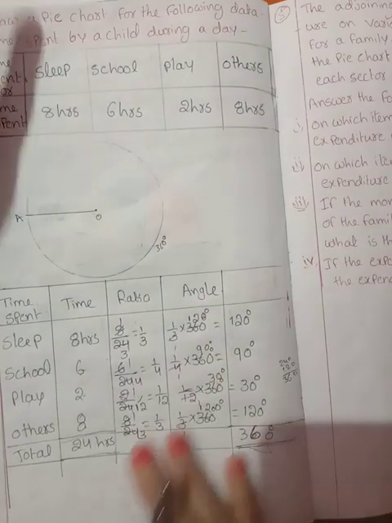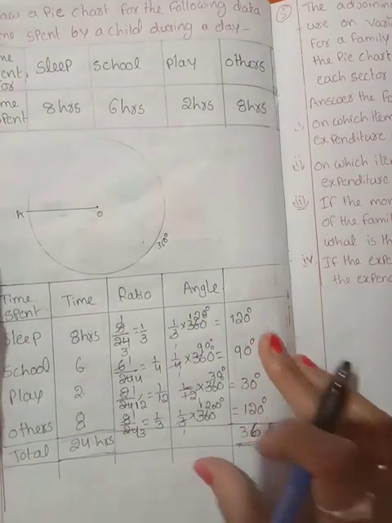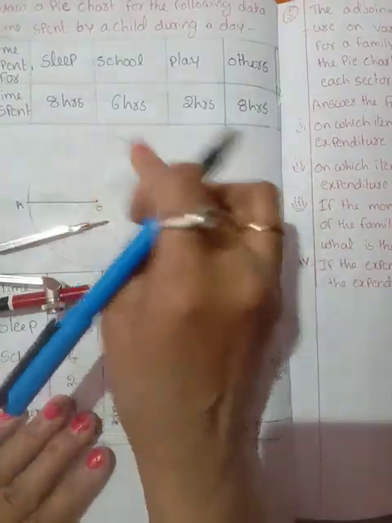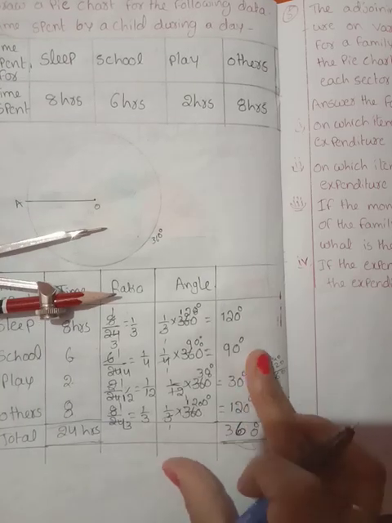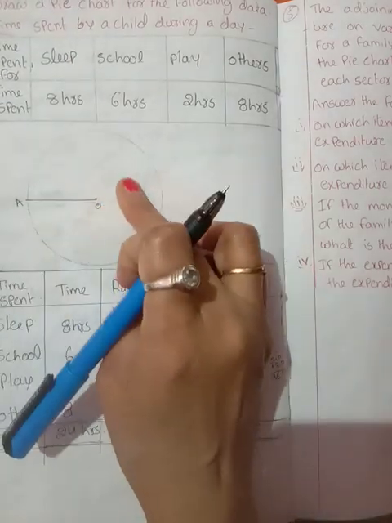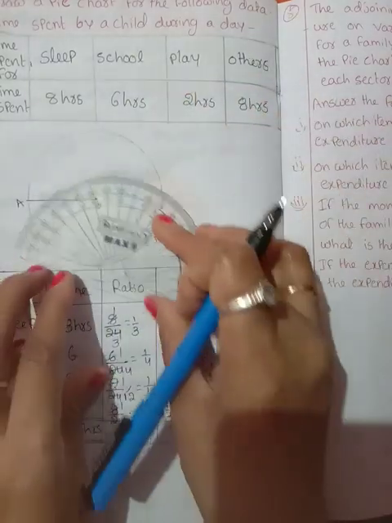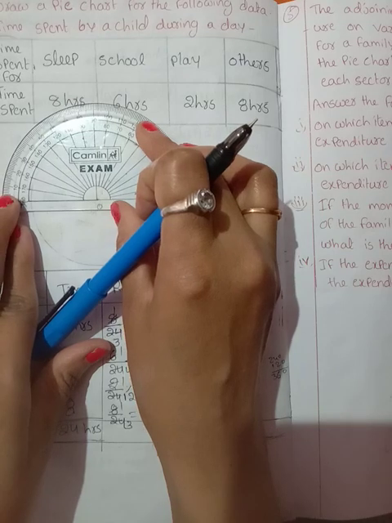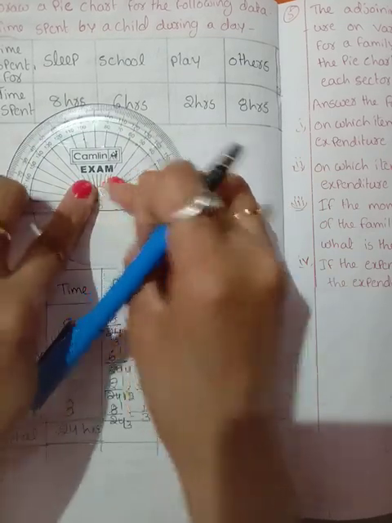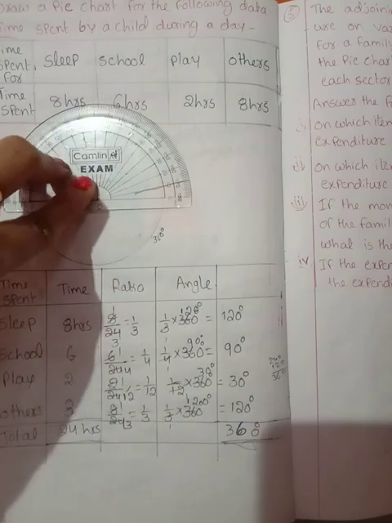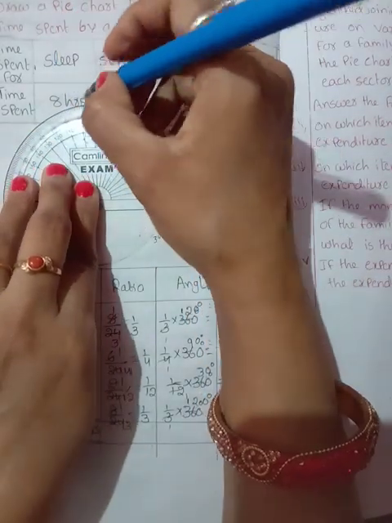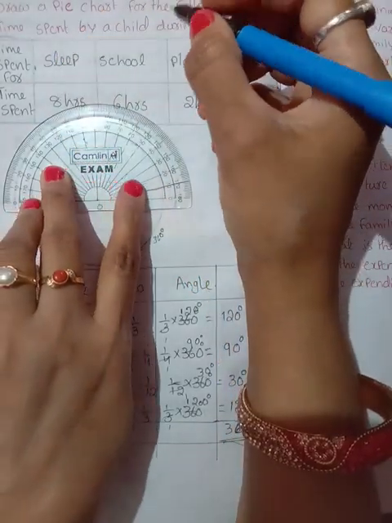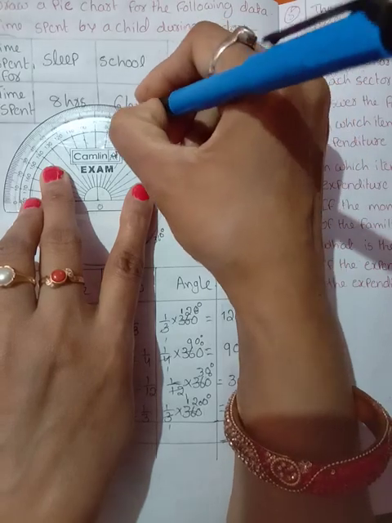Gagan, you understood the measuring of all the angles. Now one by one you can draw the pie chart using the protractor, drawing all the angles. The same procedure as in the previous problem. The first one is 120 degrees, the sleeping time.